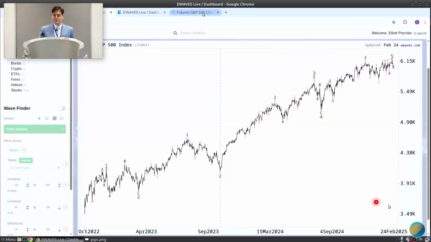This is from February 24th, 2025. So this is just a few months ago. But if you'll notice here, on green, these are the highest degree labels on this chart. We have 1, 2, 3, 4, and 5. And again, it's a fractal, so you can see within wave 3 itself, we also have 1, 2, 3, 4, and 5, okay? Now, what happens after 5 waves up? Okay, we're going to get a move in the opposite direction, okay?